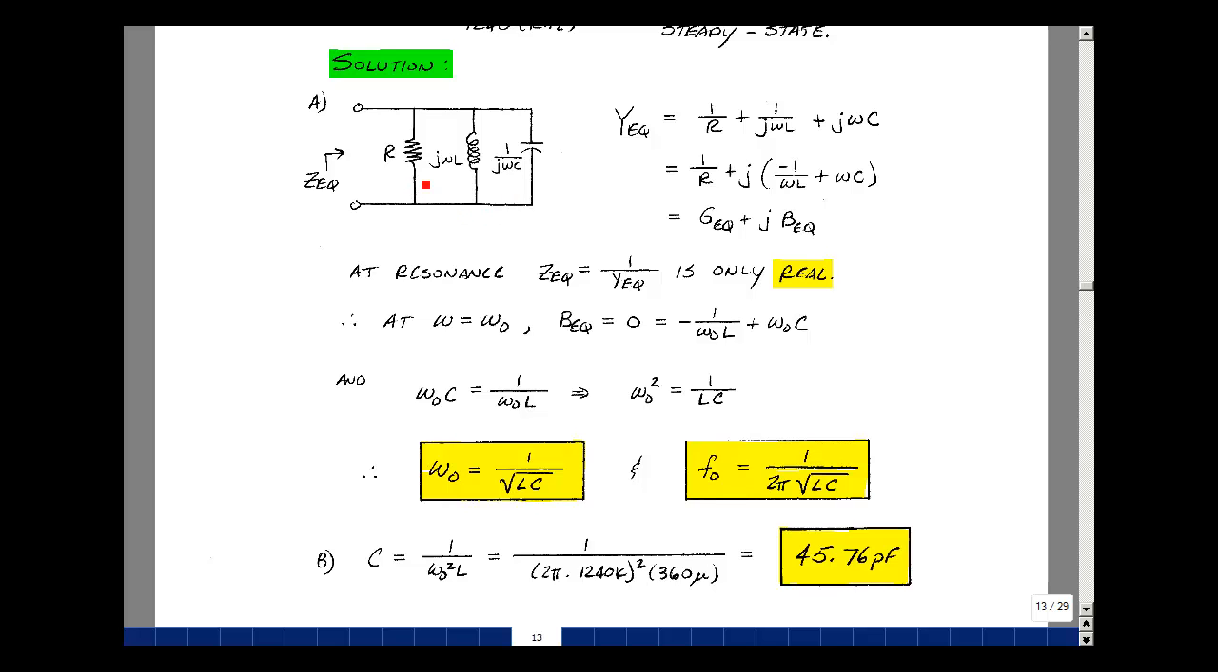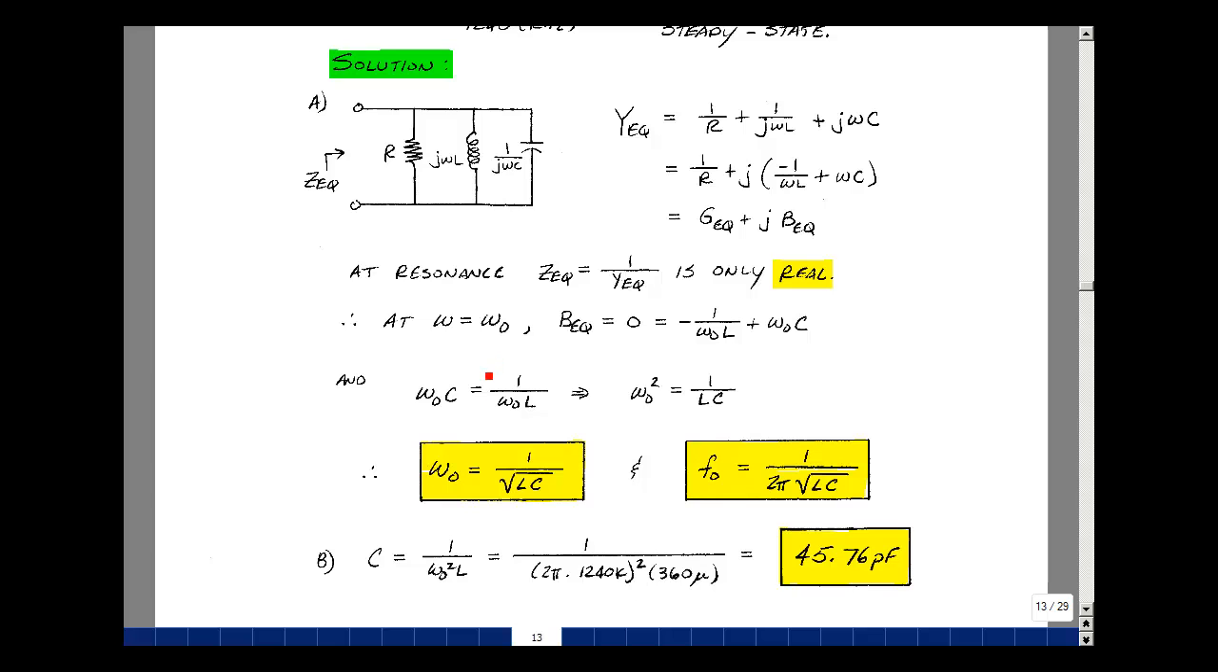My admittance here is 1 over R, plus 1 over j omega L, plus j omega C. Now you can write 1 over j as minus j. So what I've got then is a minus j, and the other is plus j. I'm left with minus 1 over omega L, and then omega C. That's some equivalent conductance and some equivalent susceptance. At resonance, this is going to be purely real, which means that the reciprocal is purely real, and that implies that the susceptance must be equal to 0.